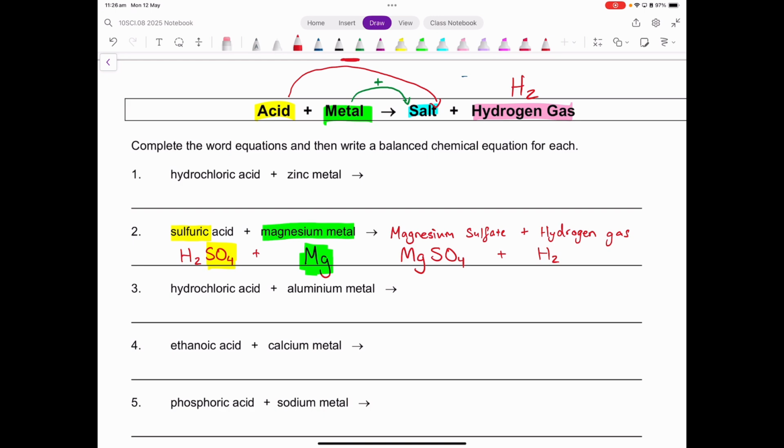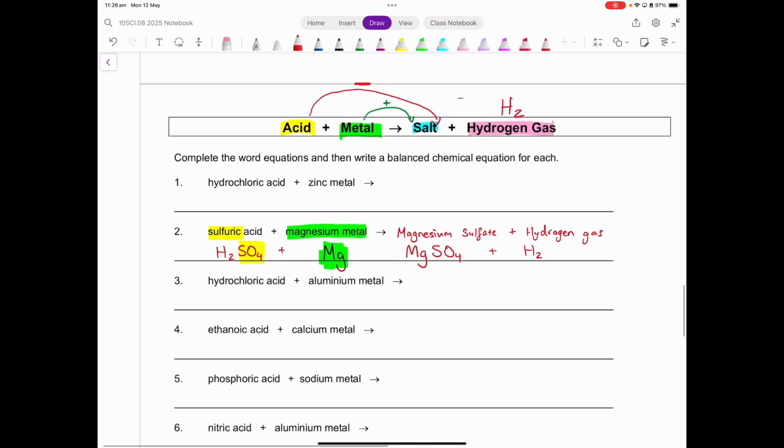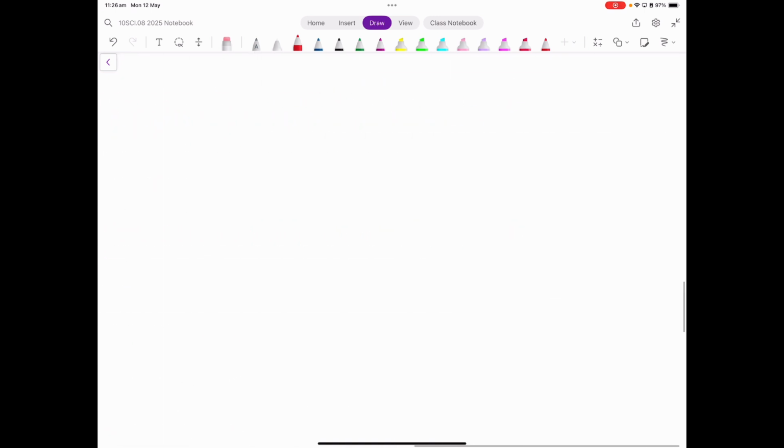Balancing. So I'm going to write it over on the side, but while I'm doing that, can I ask everyone to go and grab a whiteboard for me? What do we always start with to balance equations? The elements. And so in this case, I'm going to start with magnesium.